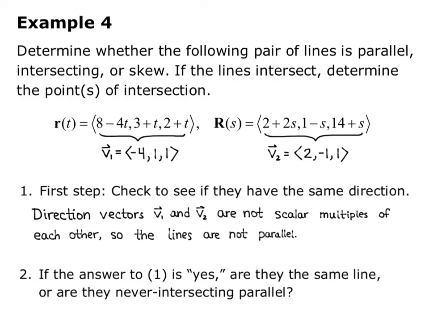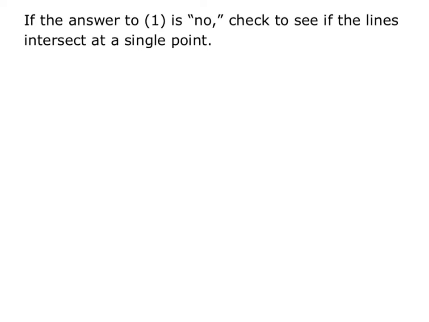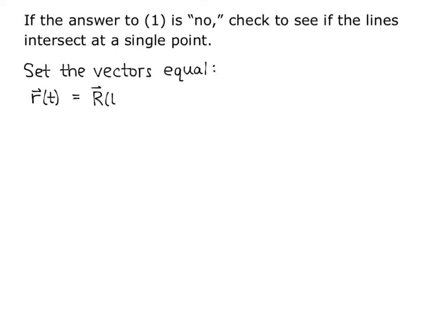Now if the answer to number 1 is yes, they're parallel, then you check to see if they're the same line. If the answer to number 1 is no, so they're not parallel, then you check to see if the lines intersect at a single point. Now to do this, we're going to set the vectors equal to one another. So I'll have lowercase r of t equals uppercase R of s, and we do this component-wise.